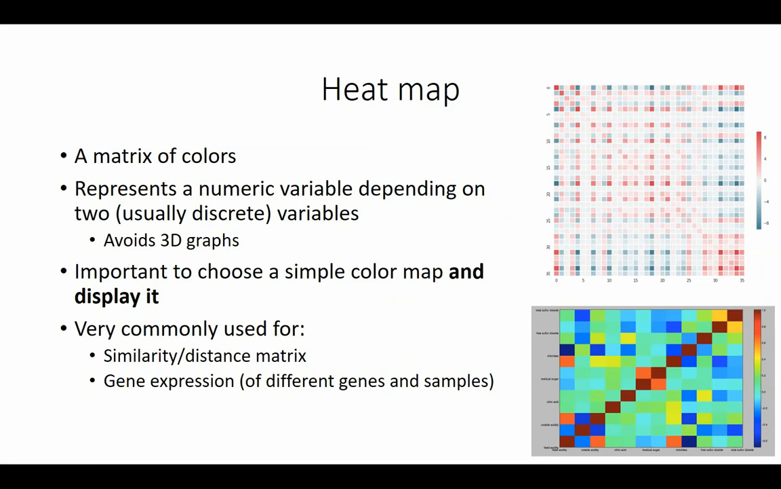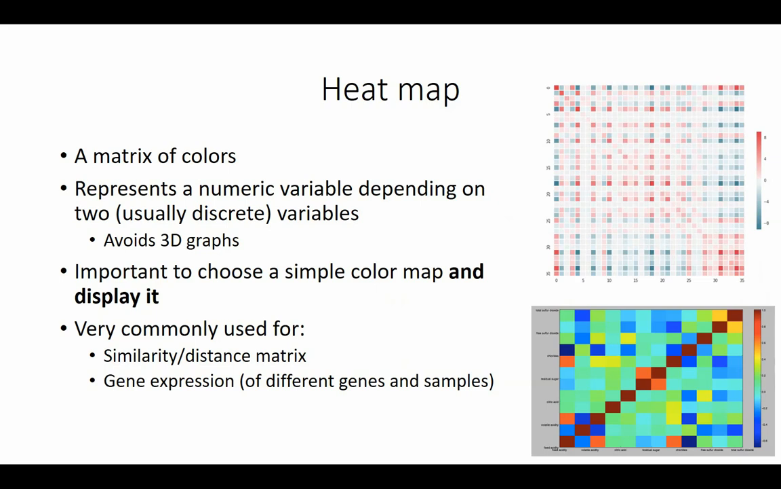Now, it's very commonly used for those kind of similarity or distance matrices. So if we want to see, say for all the genes, how much they are similar or different from each other, then we can create a heat map with the genes on both axes, and each color will represent a similarity or difference between a pair of genes.